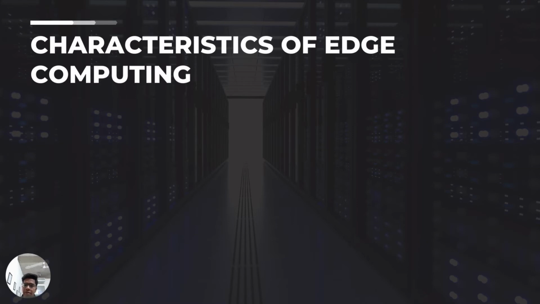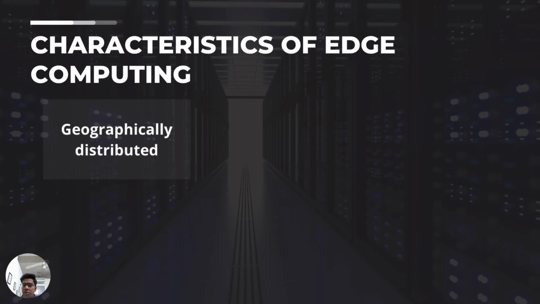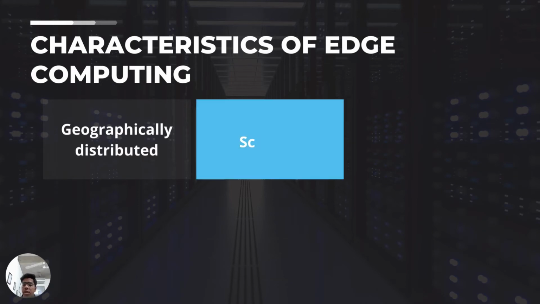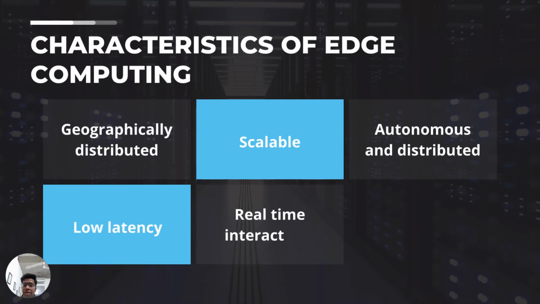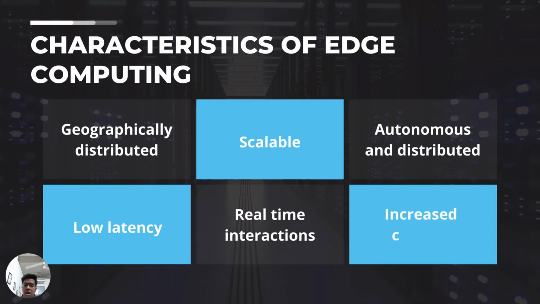Let's look at the characteristics of edge computing. It is geographically distributed. It is highly scalable. Edge computing is autonomous and distributed. It reduces the latency to a great extent. It does real-time interactions with data, and it increases the capacity.